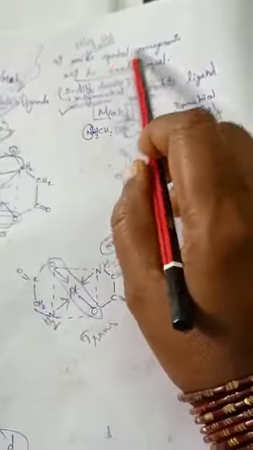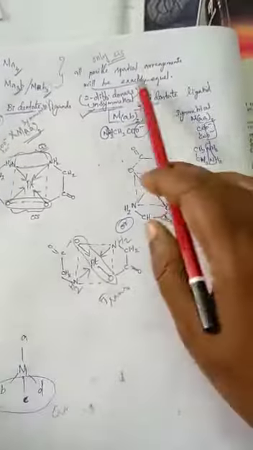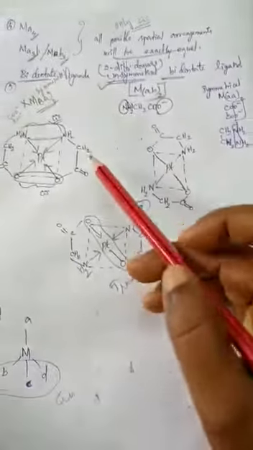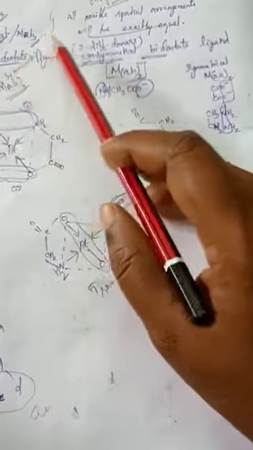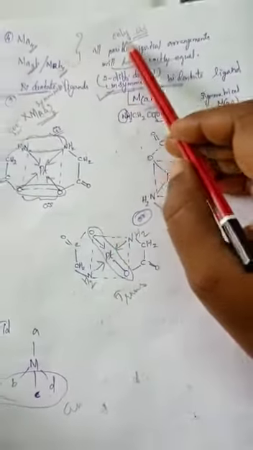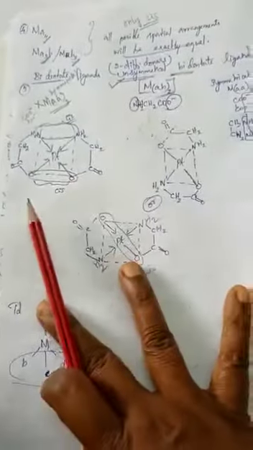That is, all possible spatial arrangements will be exactly equal. So here only the cis form is possible, not the trans form.